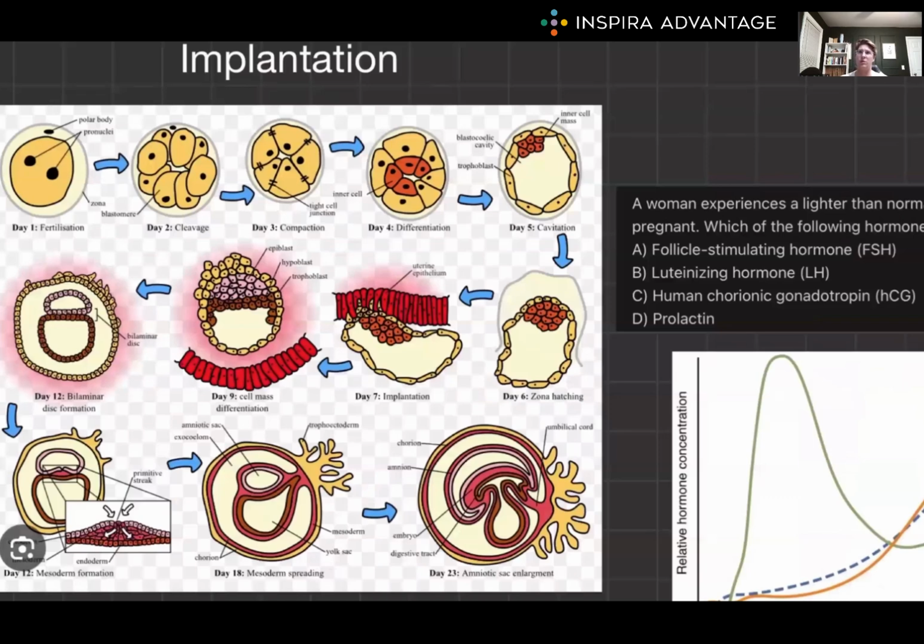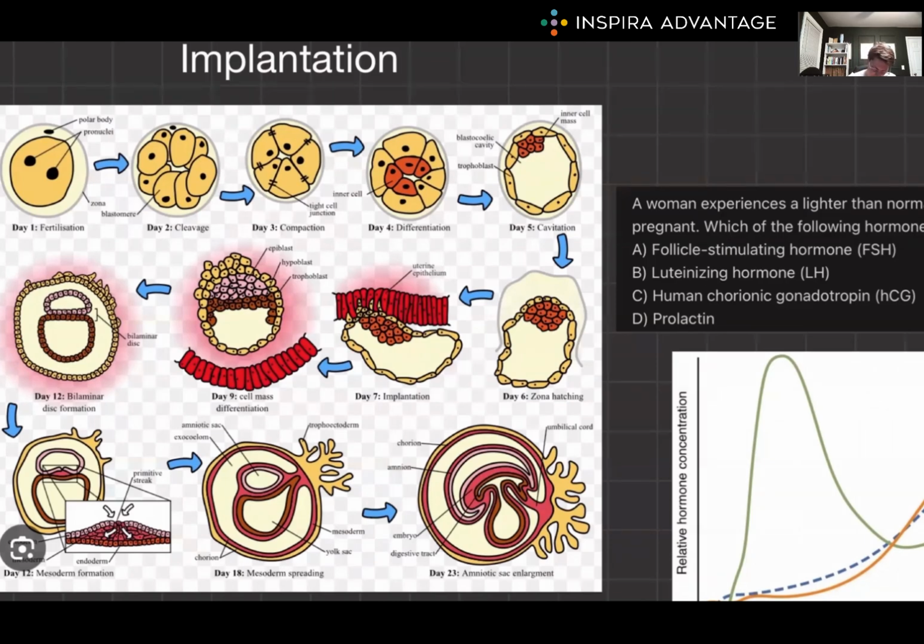Implantation is the process by which a fertilized egg, now called a blastocyst, attaches to the uterine wall and begins to develop into an embryo. This process typically occurs 6 to 12 days after fertilization. For successful implantation to occur, the uterine lining must be in a receptive state. This receptivity is primarily mediated by the hormones estrogen and progesterone, which are secreted by the ovaries. Estrogen promotes the proliferation of the endometrium, while progesterone stimulates the secretory phase, preparing the endometrium for potential implantation.